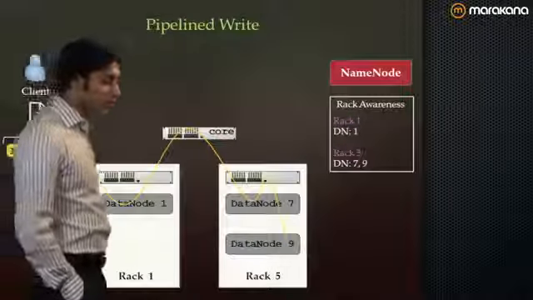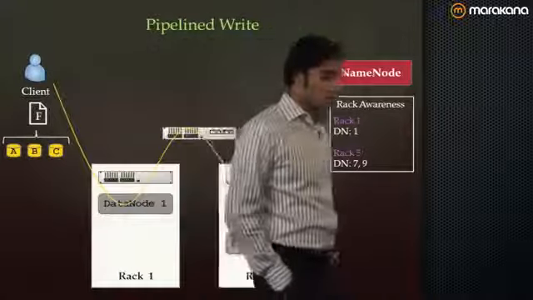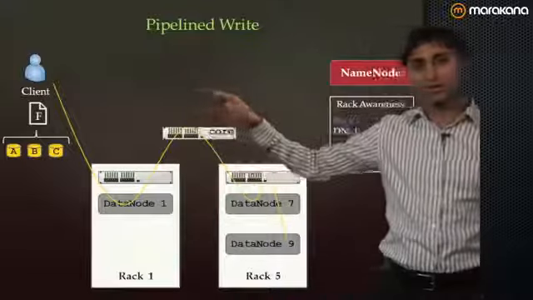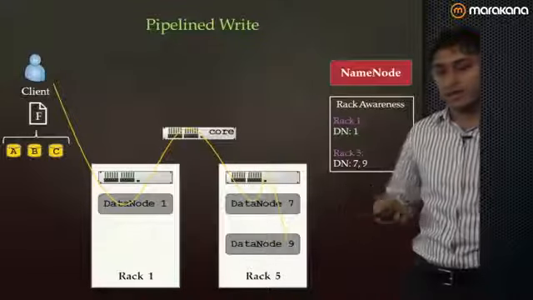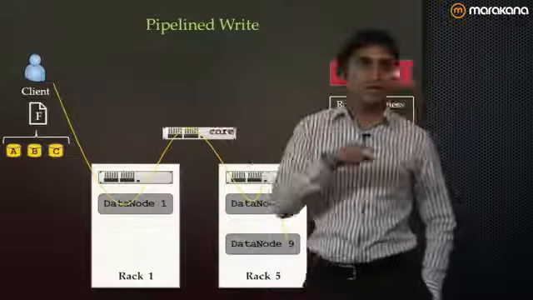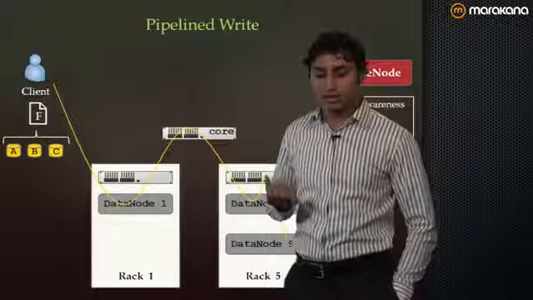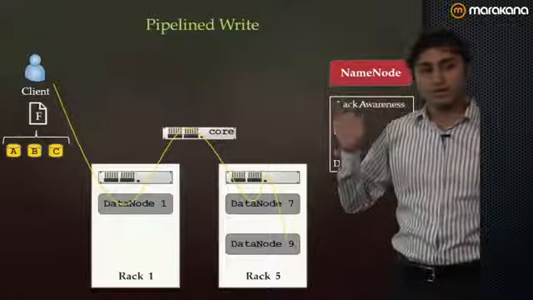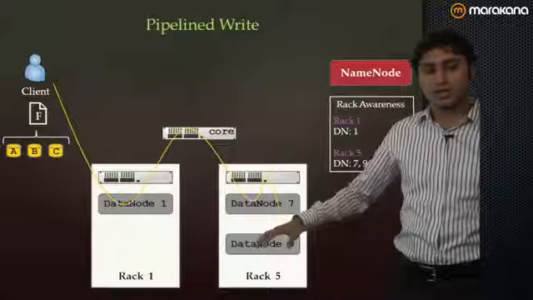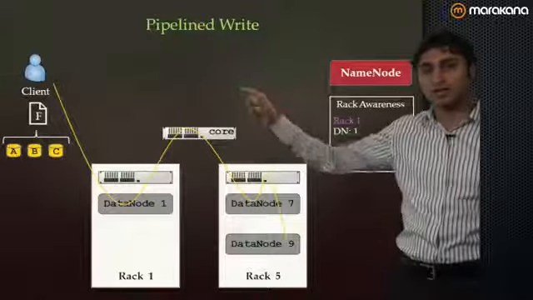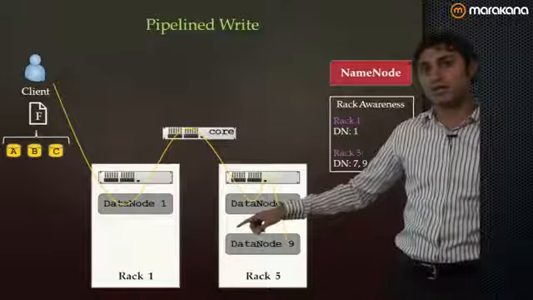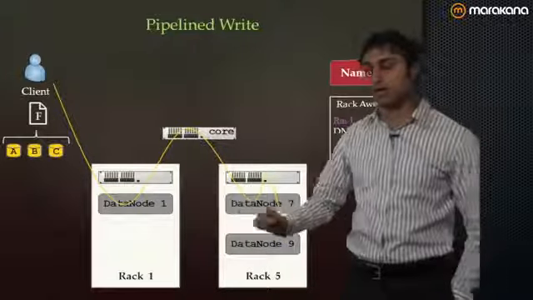So this is where the pipelined write actually begins. You'll notice that when the client is going to start streaming the block down to the data nodes, it is not having to go through the name node anymore. The name node is really only used to figure out where in the cluster you will write that block, but then after that, the client contacts one of the data nodes directly to start streaming the block in.